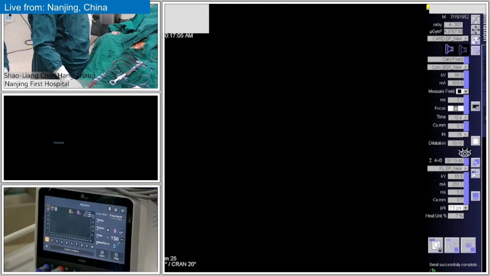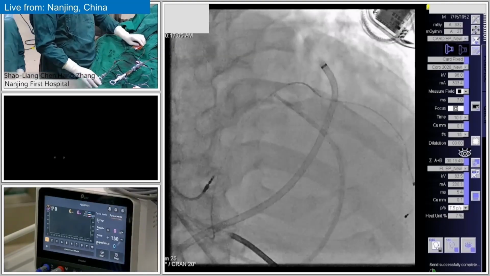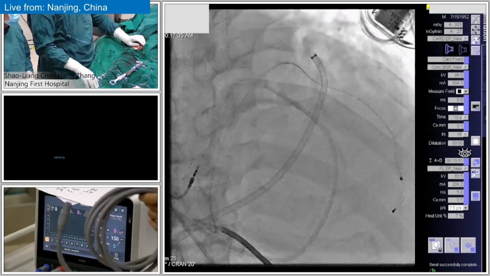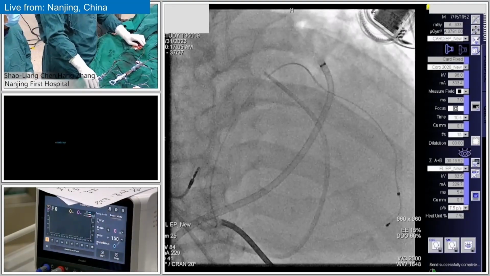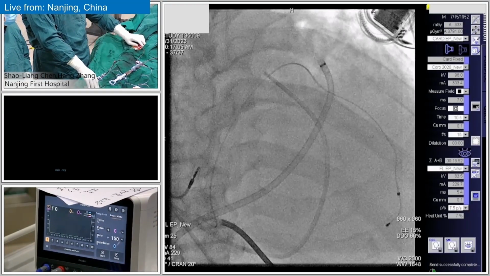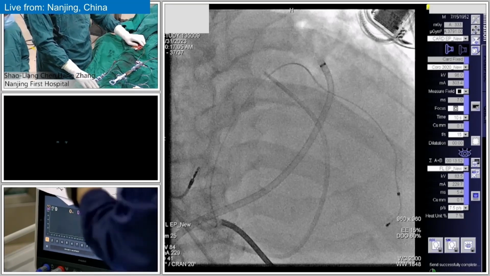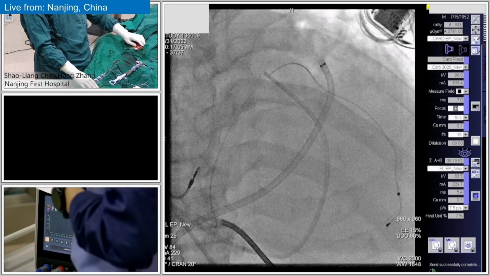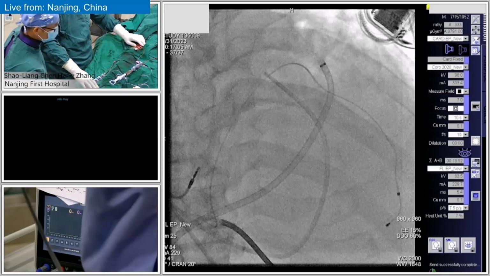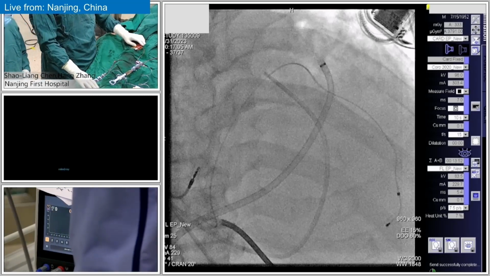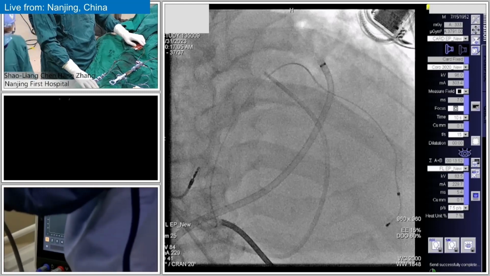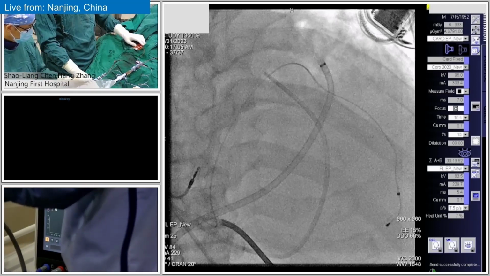So now from the main screen you can see the long sheath with a diameter of 8.5 French. The next step is we will use a piercing catheter to directly perform pulmonary denervation. So how big is the pulmonary artery diameter?